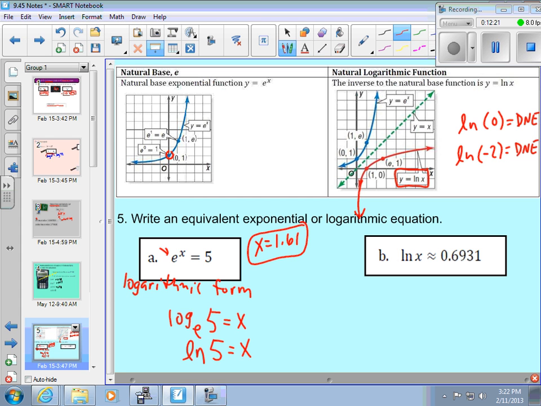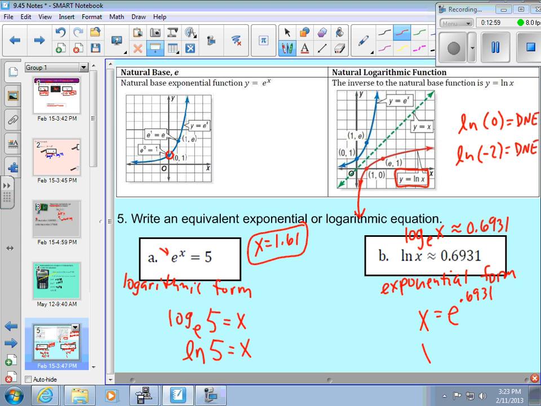On B, we kind of want to do the opposite here. ln of what equals 0.6931? We want to change to exponential form because we can't do log of x. So if we rewrite this one in exponential form, we can solve it. Remember, ln of x is the same as log base e of x equaling 0.6931. So if we change that back to exponential form, we'd have x equals e to the 0.6931.